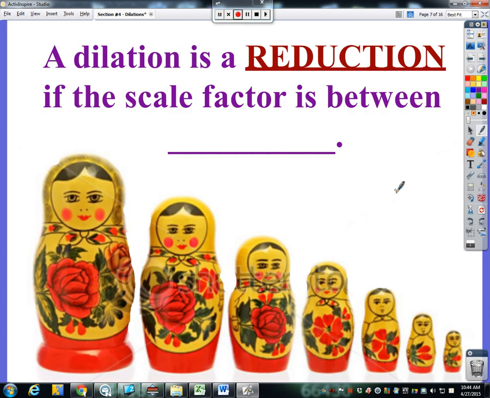A dilation is a reduction if it gets smaller, if the scale factor is, what I mentioned just earlier, between 0 and 1. It can't be 0 and it can't be 1, so we would say between 0 and 1 exclusively. It cannot include 0 and 1. So any fraction or decimal between, but not including, 0 and 1 will result in our shape getting smaller.